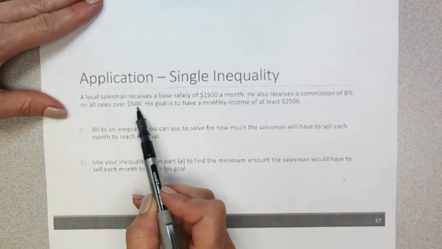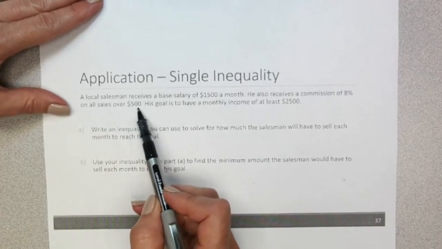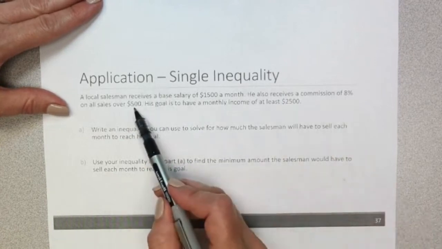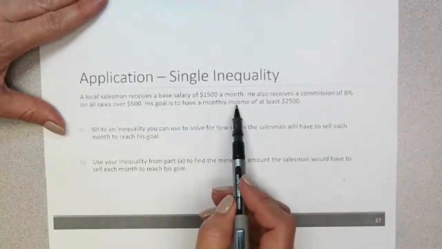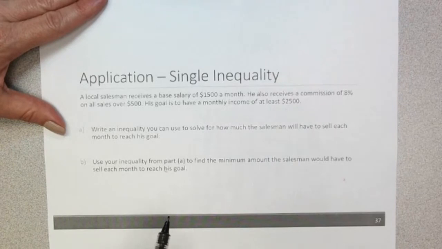All right, so the first $500 worth of products that he's selling, he doesn't get any commission on that. But if he sells more than $500, then he earns 8% of whatever those sales are. He has a goal to have his monthly income at least $2,500. All right, so that's what's going on there.